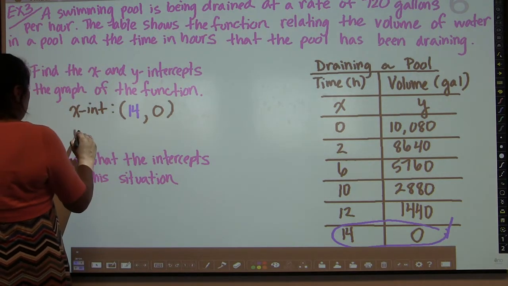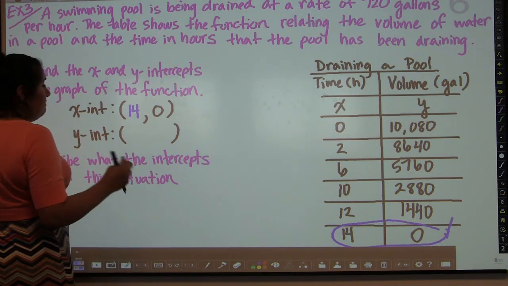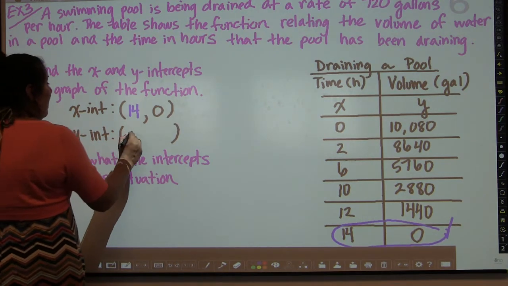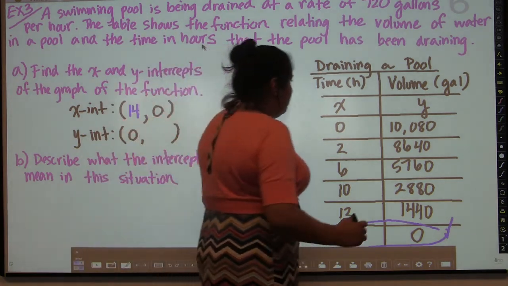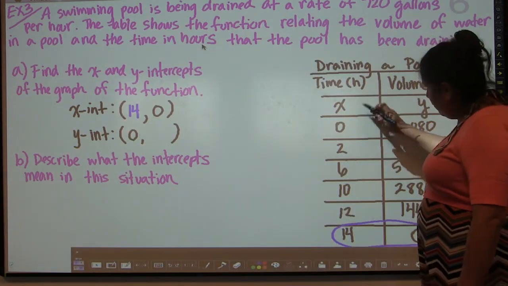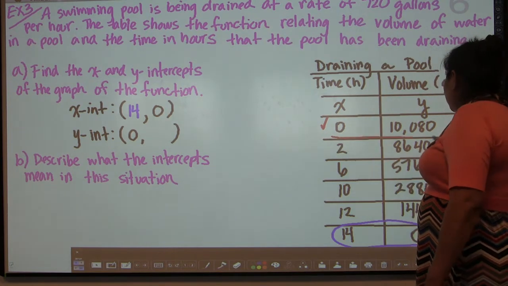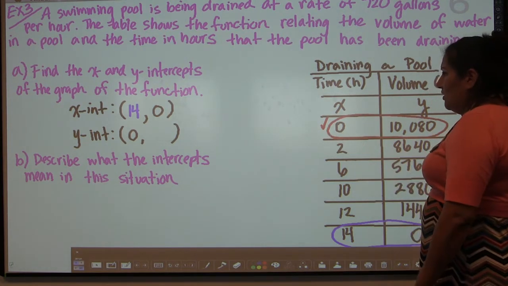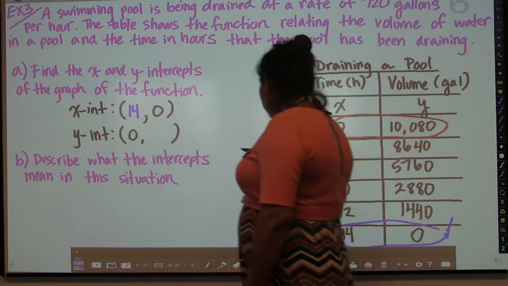Then we have our y-intercept. And for our y-intercept, we said before that in order to have the y-intercept, the x-coordinate should be 0. So now we go back to our table and look for the place where the x coordinate is 0, which is right here. So this little guy is going to be our y-intercept, and the x coordinate is 0 and the y coordinate is 10,080.